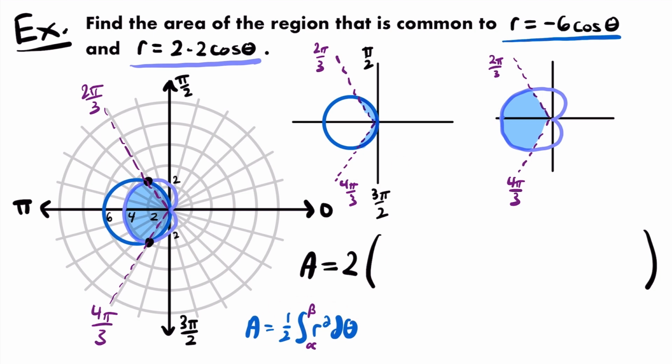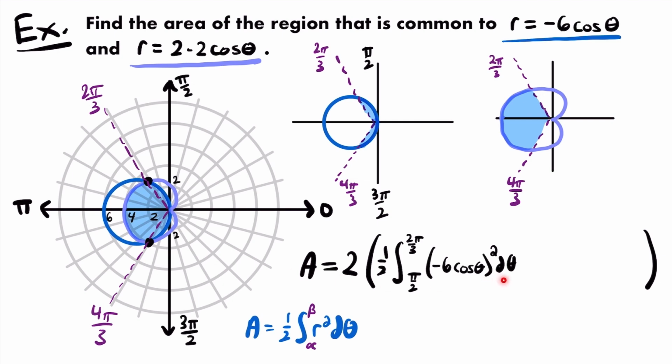So if we do that in this case, we will have 1/2 times the integral from pi divided by 2 to 2 pi divided by 3 of r squared, and this circle is represented by r equals -6 times cosine theta. So we'll have (-6 times cosine theta) squared times d theta. This right here represents the area of this little sliver, and we're multiplying it by 2, so that will calculate the area of both of those slivers, which is part of the area of this common region.